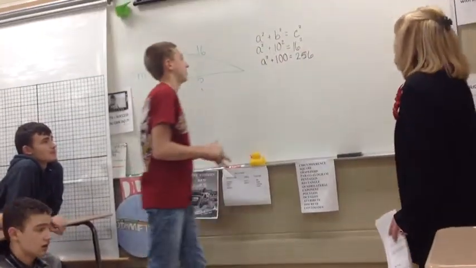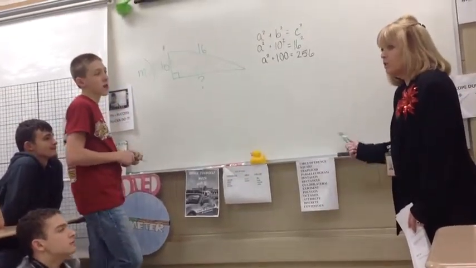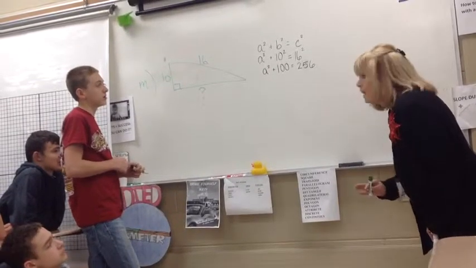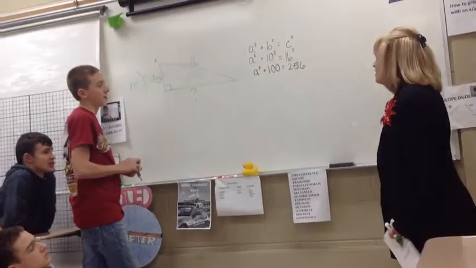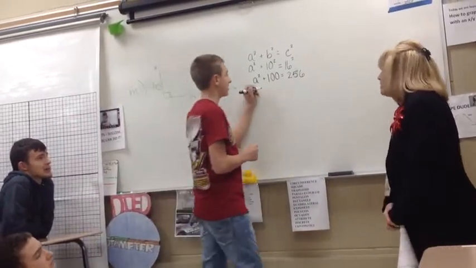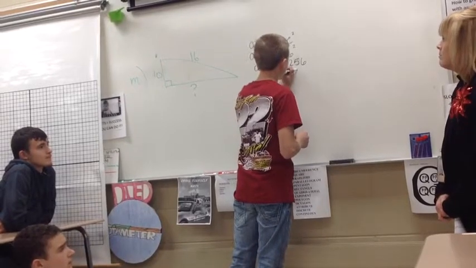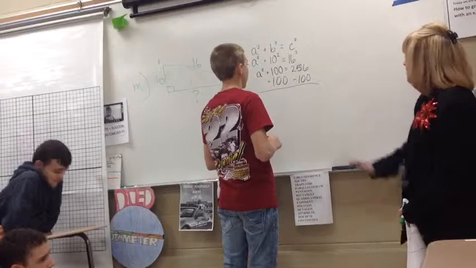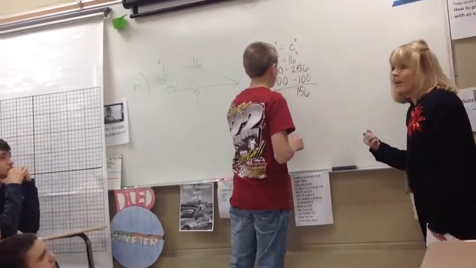I'm gonna need it. Now, this is the point where everybody gets messed up. They don't know what to do. You have a dangling man. How do you get rid of him? Minus 100. Minus 100. 156. Good. And then you always bring down your A squared.